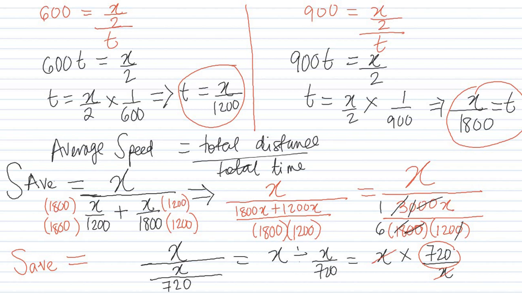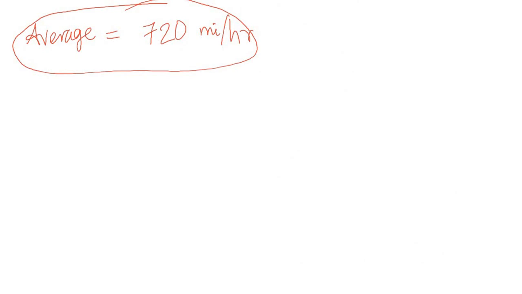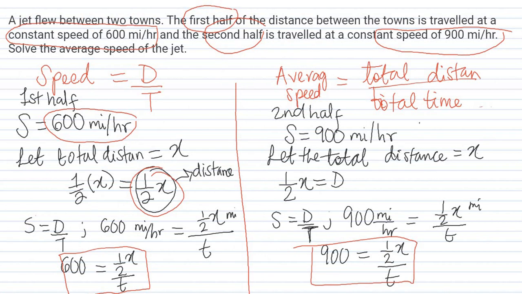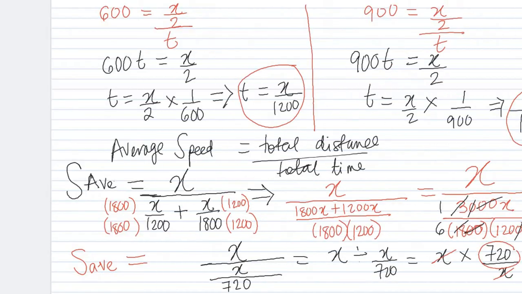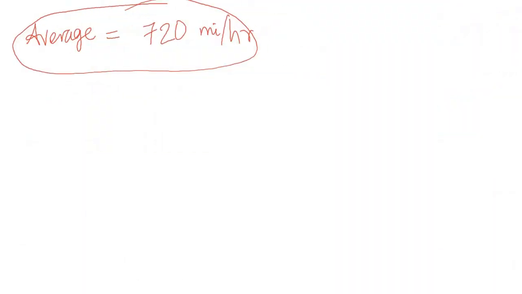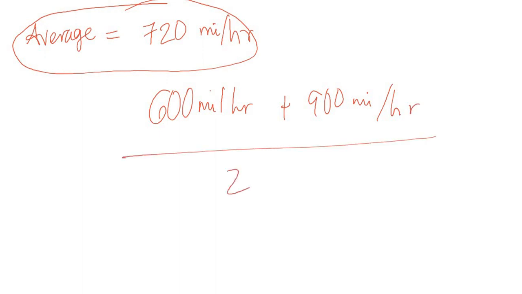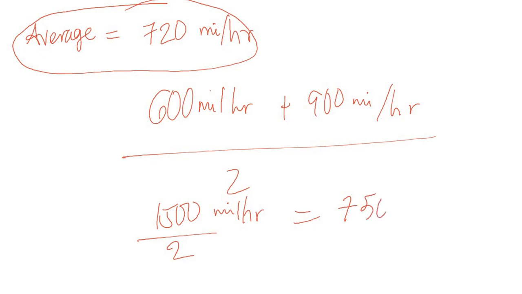That's how you know. And I also wanted to mention that people would make this mistake. They already gave us the first half of the trip speed and the second half of the trip speed. So what is going on? Some students will say 600 miles per hour, right, plus 900 miles per hour, divided by 2. And that's going to be 600 plus 900, that's 1500 miles per hour, divided by 2. So that will be 750 miles per hour.